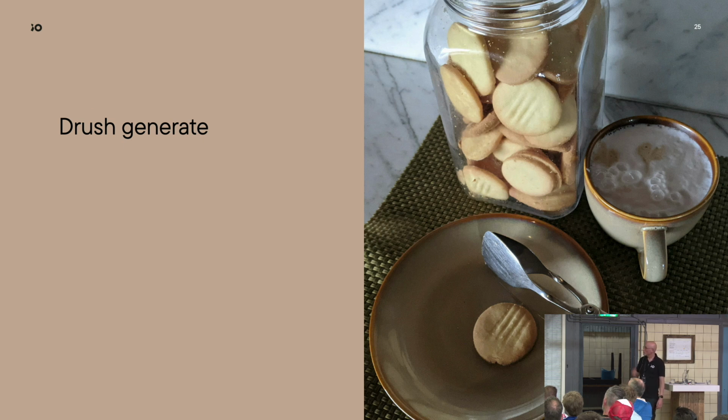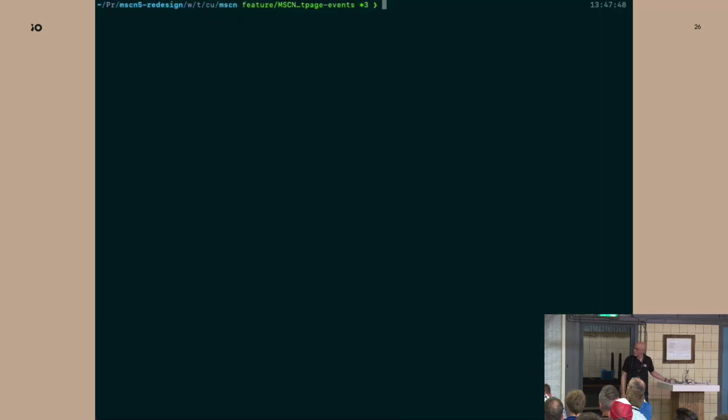Okay, we're nearing the end of the single directory components bit, but there's a cookie to go with the cappuccino, which is drush generate. Who's familiar with drush generate? Yeah, quite a few people. Cool. Who isn't, it's basically a command within Drush that can help you generate some boilerplate code. And as you might have guessed, it also supports SDCs. So I recorded a little video here.